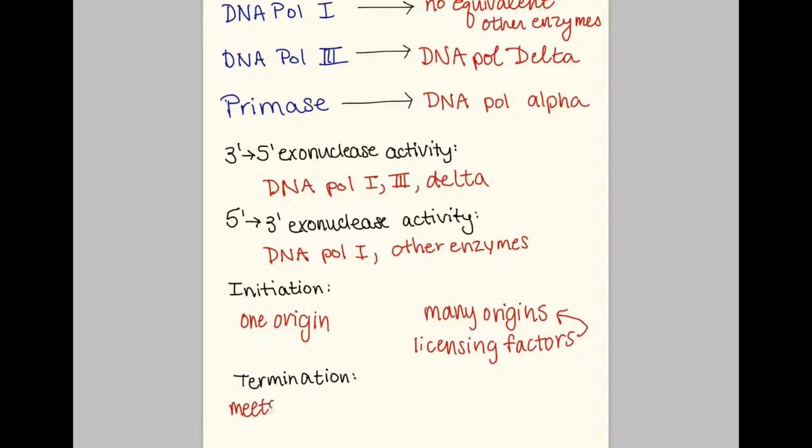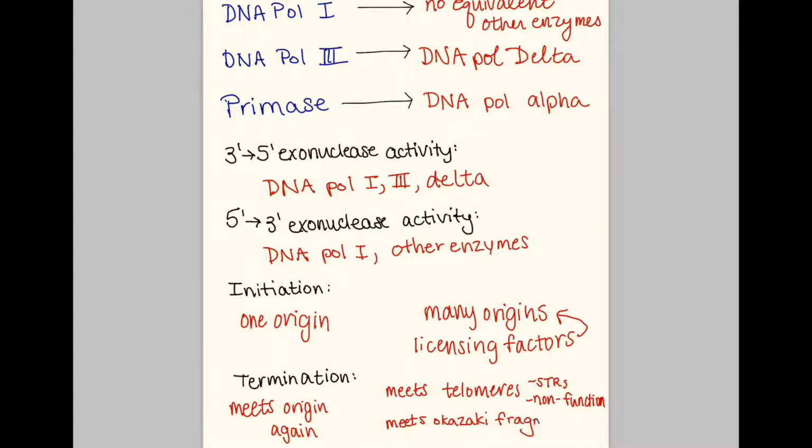Termination occurs in prokaryotes when the DNA strand, the newly synthesized one, meets the origin once again. In eukaryotes, it happens when the synthesized DNA meets the telomeres, which are the ends of the chromosomes. And remember, telomeres are short tandem repeats, and they're also non-functional, meaning they don't code for any genes or anything functional. In eukaryotes, termination also occurs at the end of the Okazaki fragments. This is because the Okazaki fragment meets the other Okazaki fragments, and there's no more template for the DNA to be replicated.